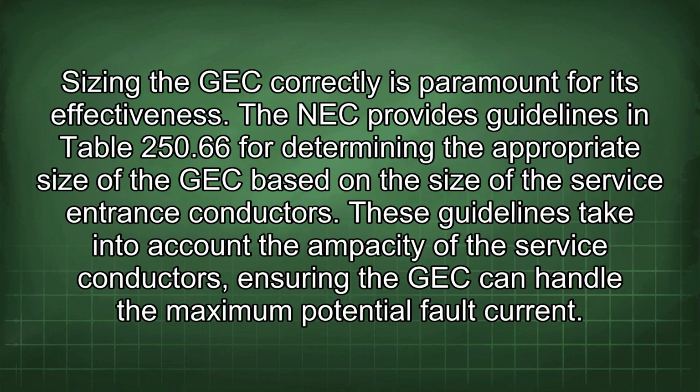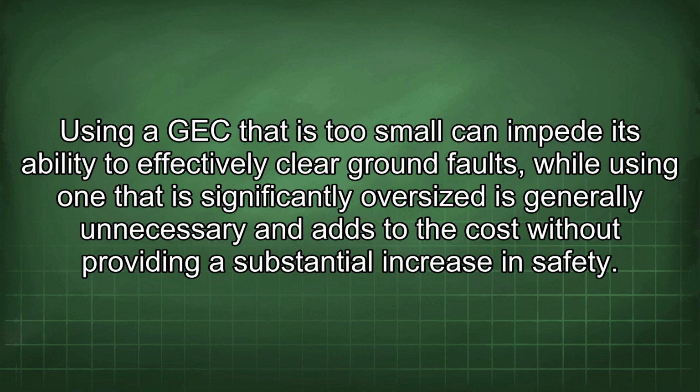Sizing the GEC correctly is paramount for its effectiveness. The NEC provides guidelines in Table 250.66 for determining the appropriate size of the GEC based on the size of the service entrance conductors. These guidelines take into account the ampacity of the service conductors, ensuring the GEC can handle the maximum potential fault current. Using a GEC that is too small can impede its ability to effectively clear ground faults, while using one that is significantly oversized is generally unnecessary and adds to the cost without providing a substantial increase in safety.